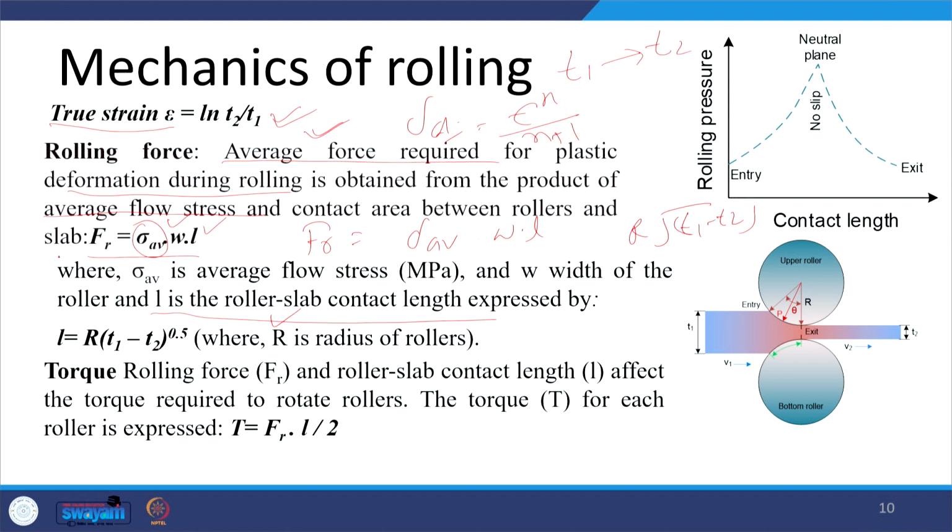Once we get the rolling force, then we can determine the torque required for facilitating the rolling, and the torque is obtained from the rolling force and the roller-slab contact length. So, the typical equation for the torque required for the rolling for each roller is T equals Fr, that is the rolling force, multiplied by L by 2, that is the contact length.